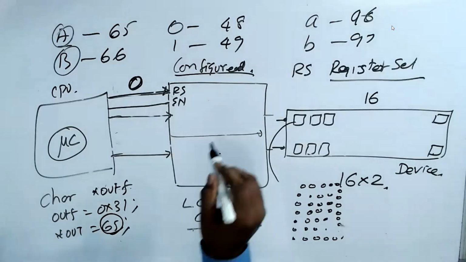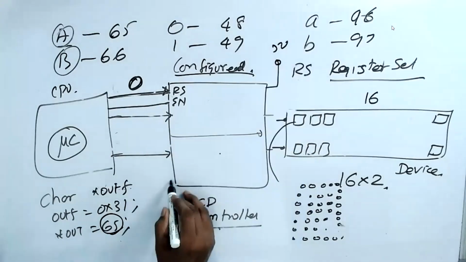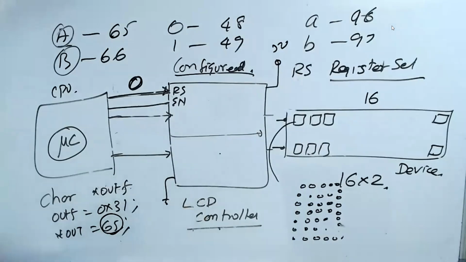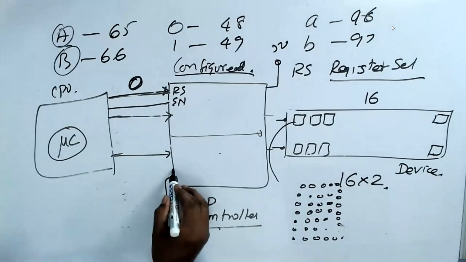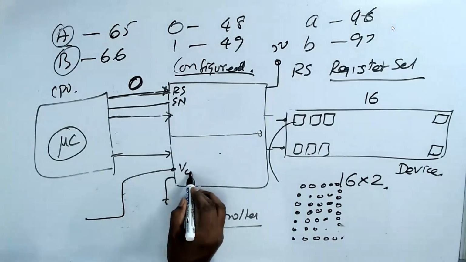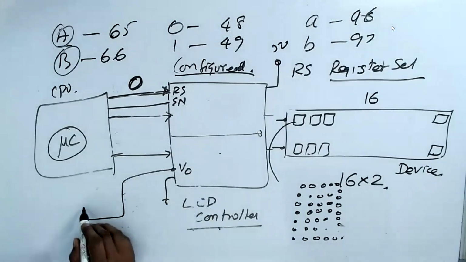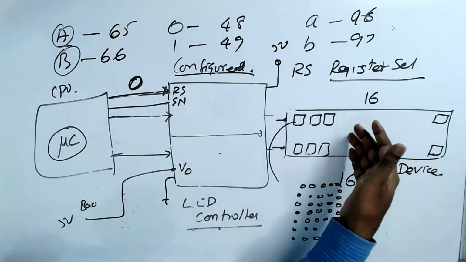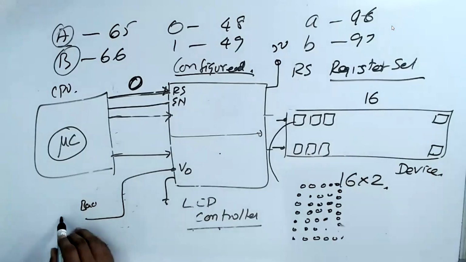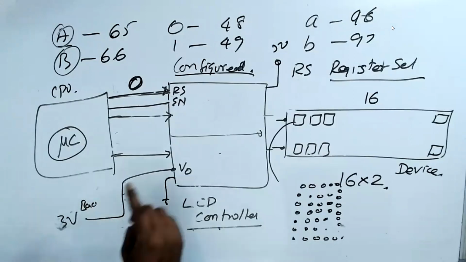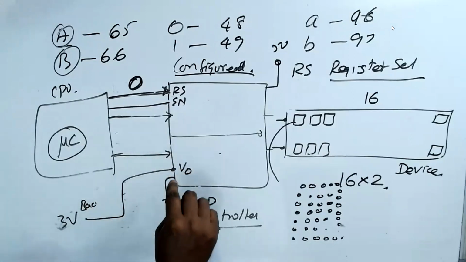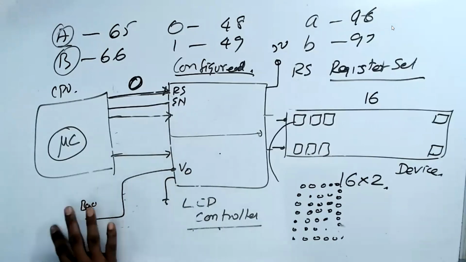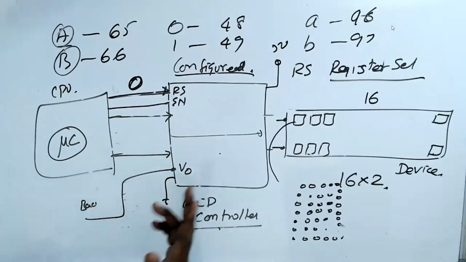Then the controller requires a voltage, 5 volt and ground. And there is one more pin, V0. By giving the voltage here, you are controlling the backlight. If you give 5 volt, the backlight will be bright. The LCD will be bright. If you give 4 volt, it will be dim. If you give 3 volts, it will be still dim. You can change the voltage of the controller. It's possible. Understand?